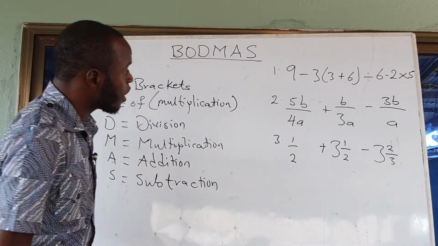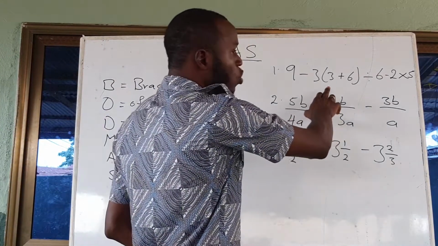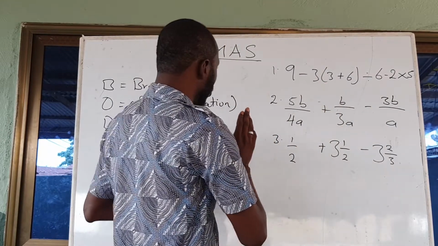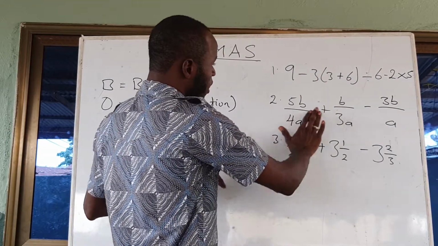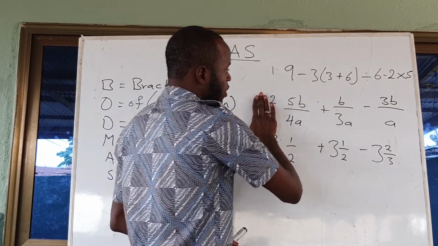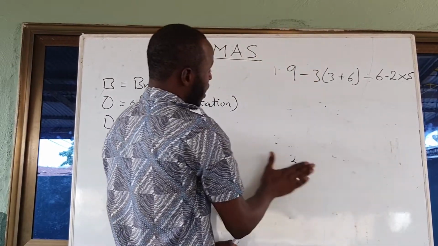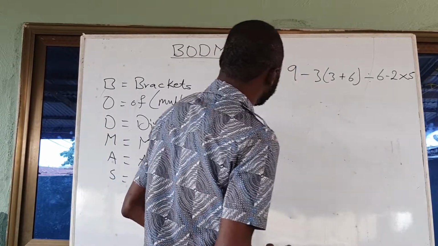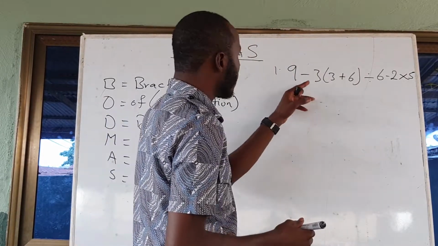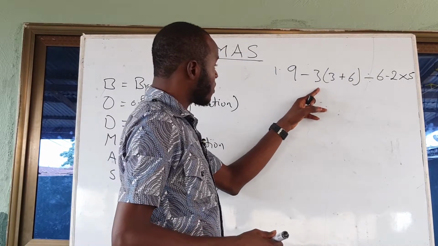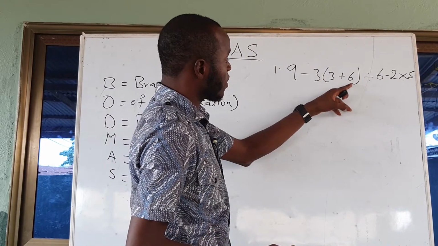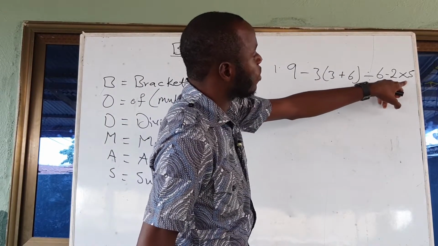So without wasting much time, we will quickly look at the first example on the board. I will just clean this one here and tackle this question. After that, we write the other questions and solve them too. So now we have 9 minus 3 into bracket 3 plus 6 divided by 6 minus 2 times 5.